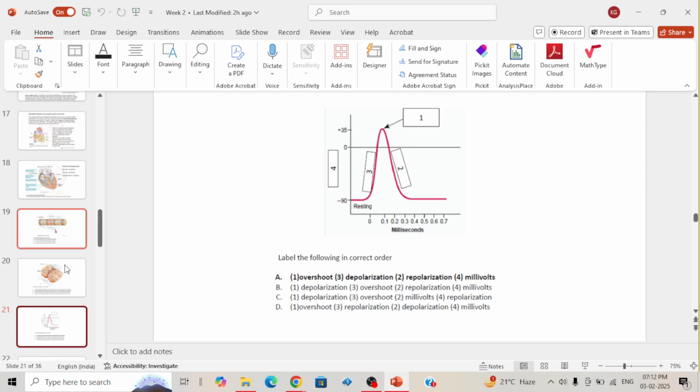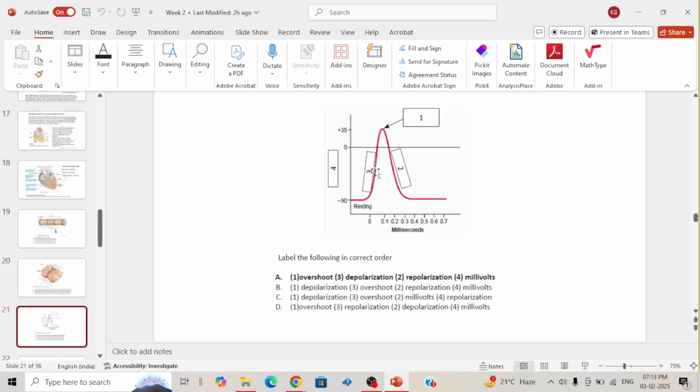Okay. Now, the thing that is marked as 1, this point in the graph is overshoot. Yes, it is overshoot. And this is the graph of contraction for which muscle, if you guys remember? Skeletal muscle, right? It is not for cardiac muscle, it is for skeletal muscle. Okay, the one that is marked as 2, this whole graph is for repolarization. Yes, it is for repolarization.